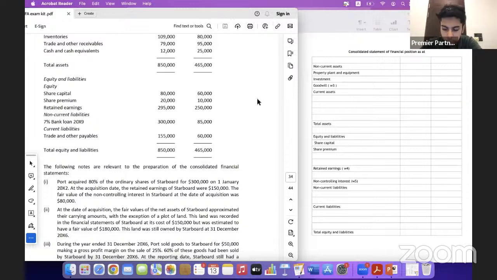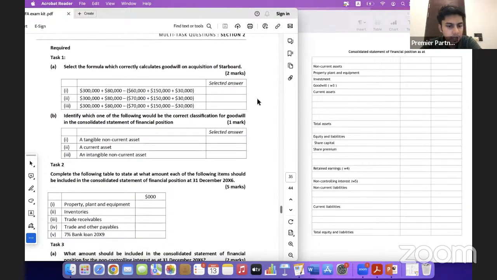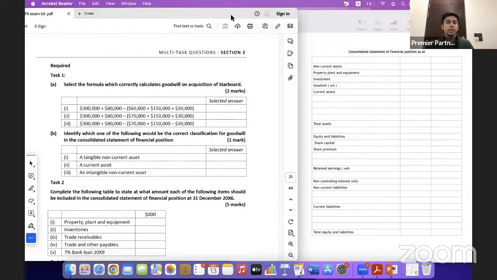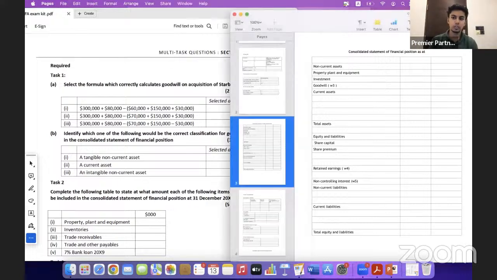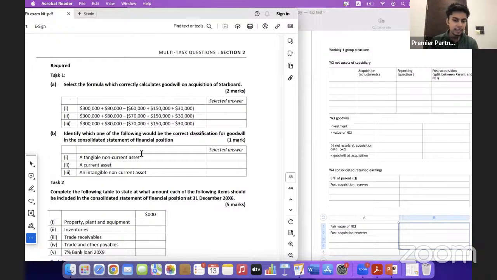Now guys, when you do a consolidation related question, first of all, always check what's the requirement of the question. There is a section C question where they have asked students, number one, select the formula which correctly calculates goodwill. So the first question is goodwill. For goodwill, I have put down my formula over here. Normally to calculate goodwill, we have a formula, and I have marked it here, working number 3. On the other hand, they have asked a theory question, so we'll check on this one later.